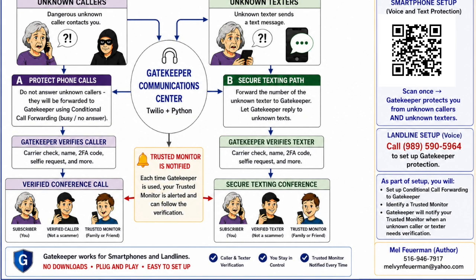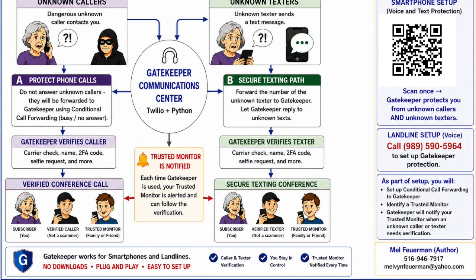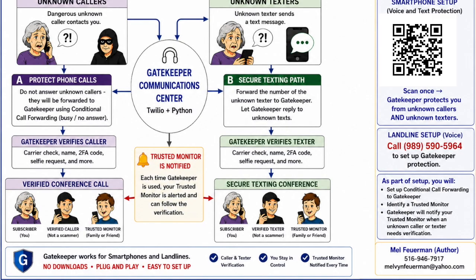Just scan and go. Now, you talked about conditional call forwarding, right? Can you explain to the folks what conditional call forwarding means, and how that is part of the Gatekeeper architecture? Conditional call forwarding means your phone only forwards calls under certain conditions, like when you don't answer or you're busy. In Gatekeeper's case, instead of ringing endlessly or letting an unknown caller go to voicemail, the call gets forwarded to Gatekeeper. That's where the verification happens.